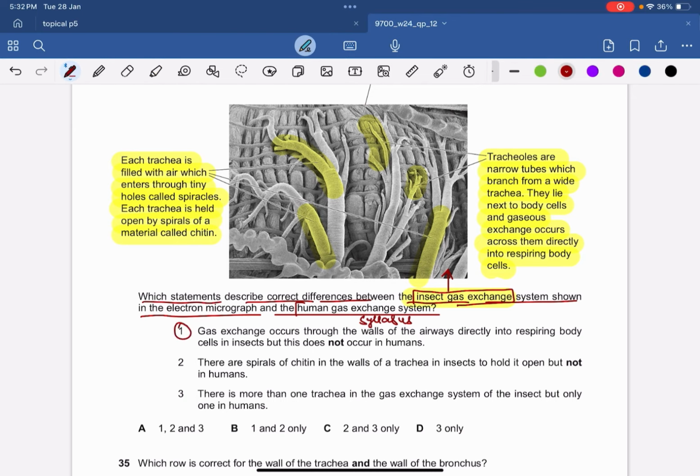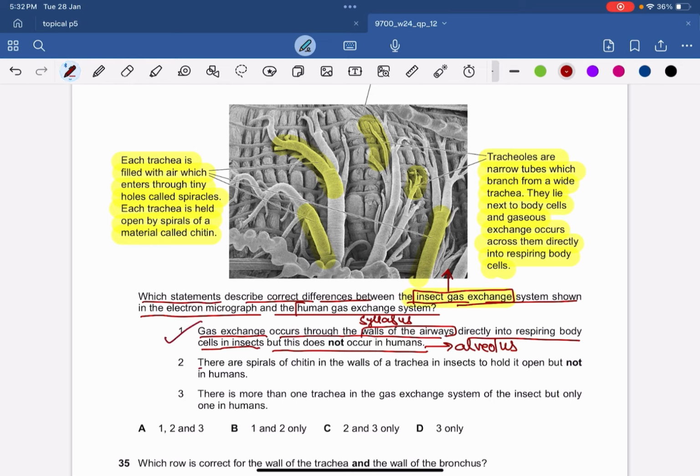So let's read the statements one by one and see which statement correctly describes the difference between the gas exchange systems of the insect and the human. Gas exchange occurs through the walls of the airways directly into the respiring body cells in the insect, but this does not occur in humans. Yes, this is absolutely correct. In humans, gas exchange cannot occur through the walls of the airway. It occurs through the alveolus. So this statement is correct.